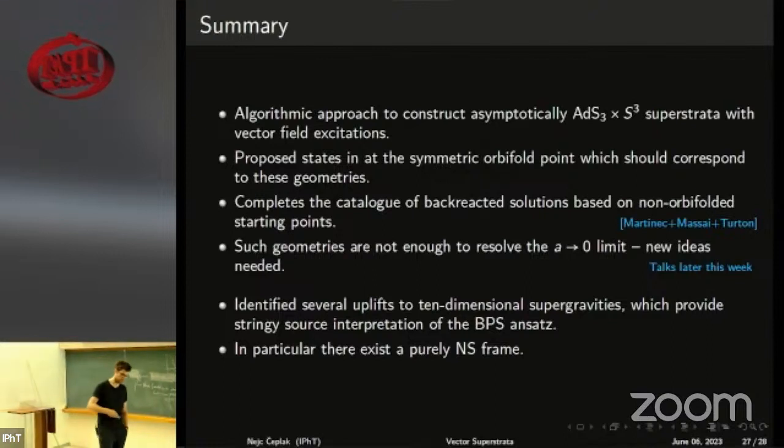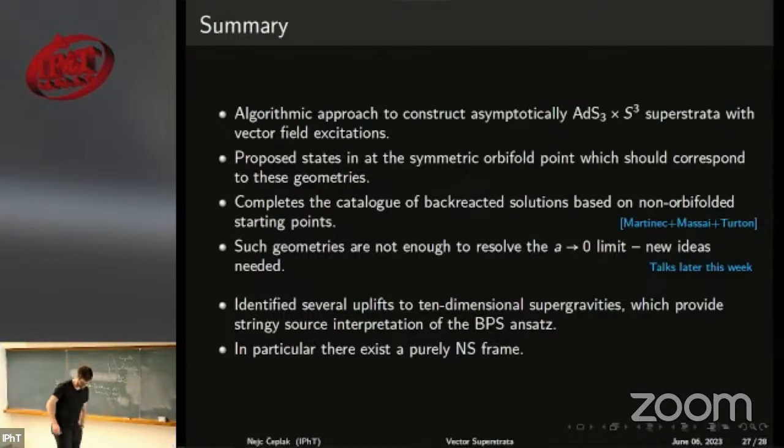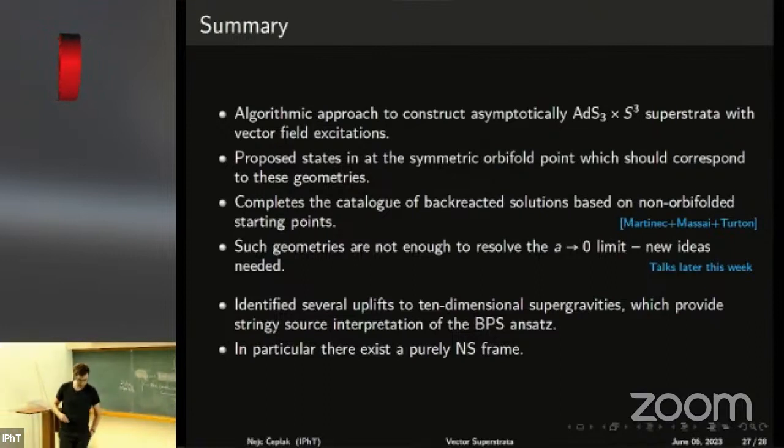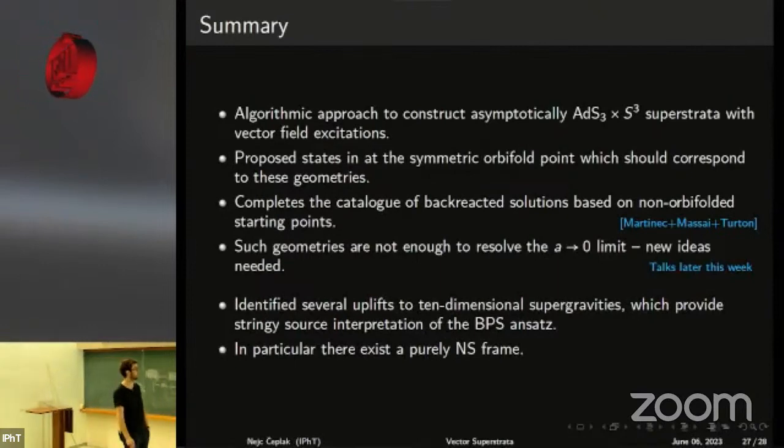background. So now what is left is you need to start thinking about orbifolded AdS3 cross S3 or orbifolded supertube solutions, which, for example, Masaki has been thinking about lately. And what we found, one of the unfortunately negative answers to the questions that I had for these solutions, is such geometries are not enough to resolve the A goes to 0 limit. In fact, new ideas are needed for that.